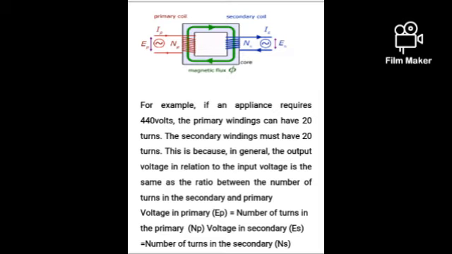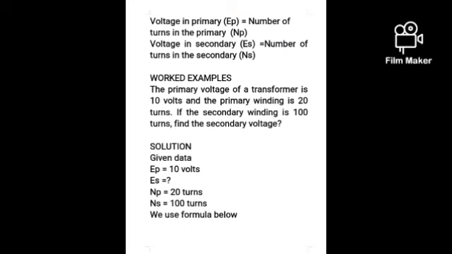Now for example, if an appliance requires 440 volts, the primary winding can have 20 turns, and the secondary winding must have 20 turns. This is because in general the output voltage in relation to the input voltage is the same as the ratio between the number of turns in the secondary and the number of turns in the primary. Number of turns in the primary is NP. The voltage in the secondary is ES. Number of turns in the secondary is NS, and the voltage in the primary is EP.